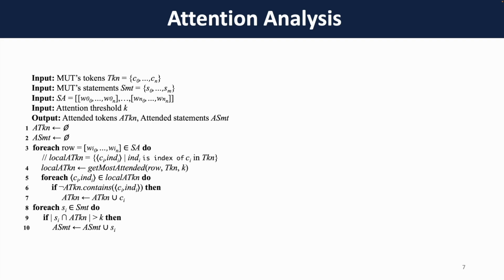Since SEER has a transformer encoder in it, we have used the self-attention weights in order to determine which tokens are most attended by SEER when making a decision. The inputs to our algorithm are the MUT tokens, MUT statements, self-attention weights, and attention threshold K. In short, attention threshold K means we are interested in the top K most attended statements by SEER.